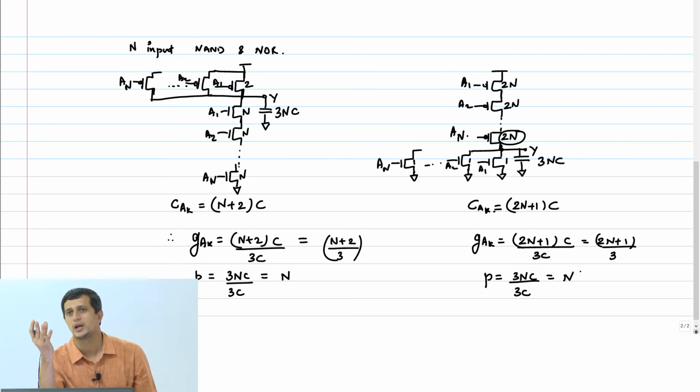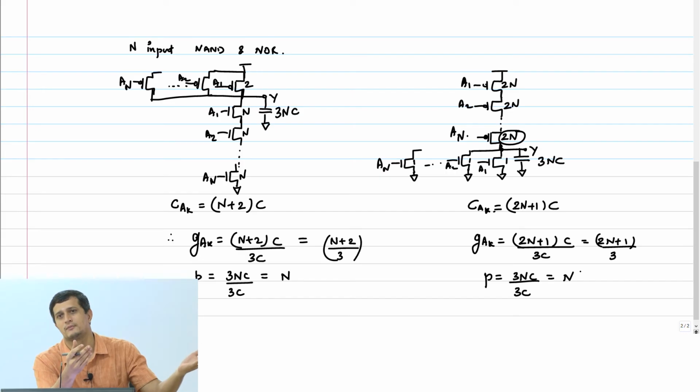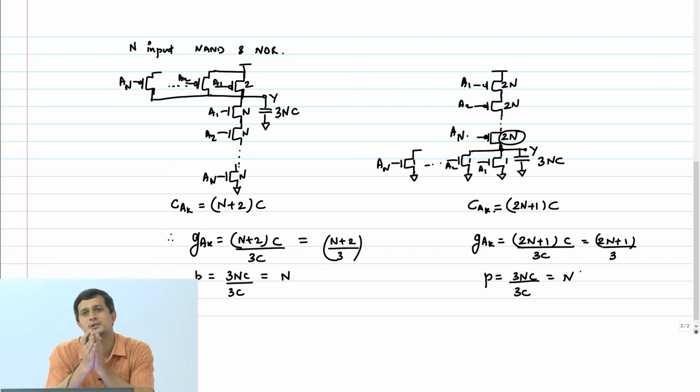Again, what does this logical effort mean? It means that in order to achieve the same resistance, I need to pay a higher price in the input capacitance. This 2n plus 1 by 3 compared to n plus 2 by 3 of the NANDs tells me that I need to pay a higher price on the input capacitance for NORs compared to NANDs in order to achieve the same resistance, right? And thereby the similar delay of charging a load capacitance.